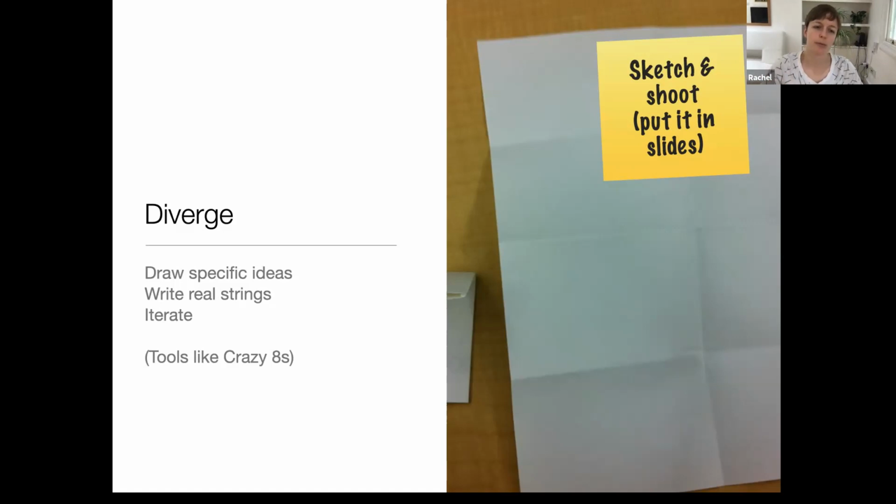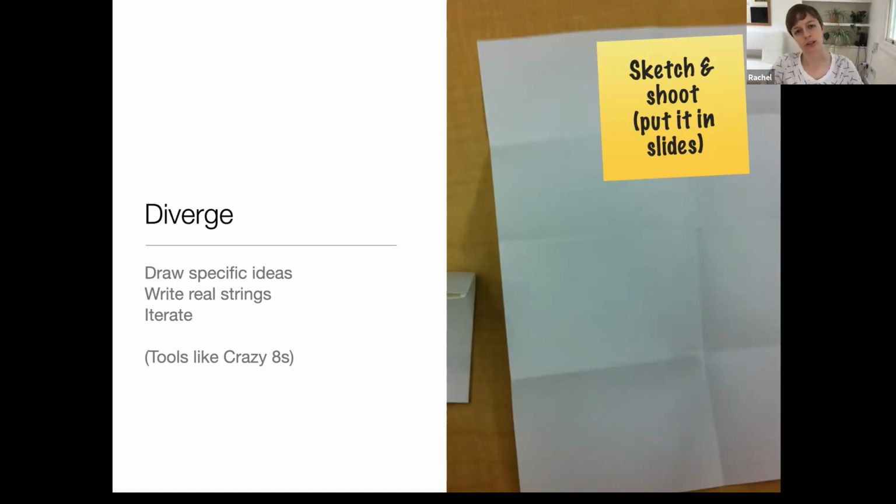There are a couple of key things when it comes to doing these kinds of divergence activities. The first thing is to draw specific ideas. So again, drawing matters, and making it visual also matters. The next is to write real strings. One thing I notice when people are drawing little wireframes on their paper is that they'll write in lorem ipsum, or they'll draw a squiggly line to represent text.